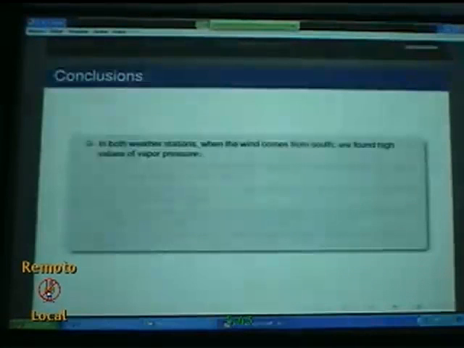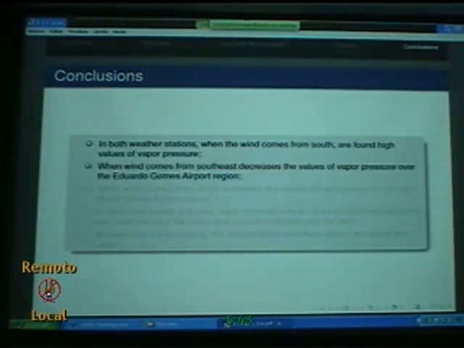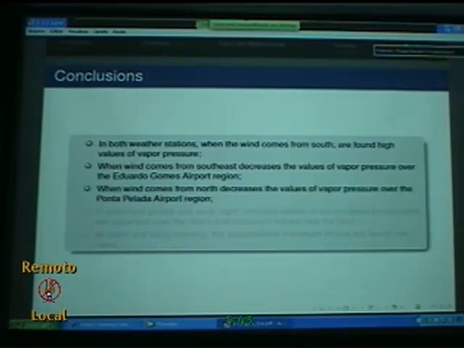Some conclusions: in both weather stations, when the winds come from the south, I found high values of vapor pressure. When the wind comes from the southeast, the values of vapor pressure decrease at the Glasgow Airport Station. And when the wind comes from the north, the values of vapor pressure decrease in the Ponta Pelada Airport region.